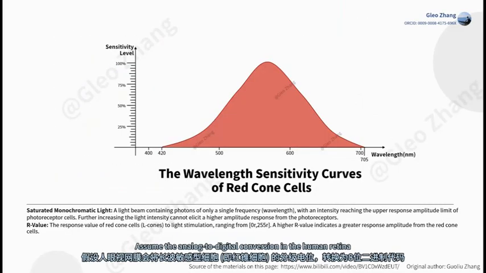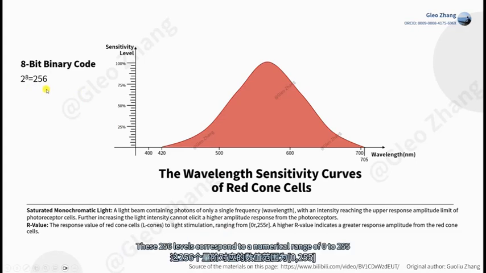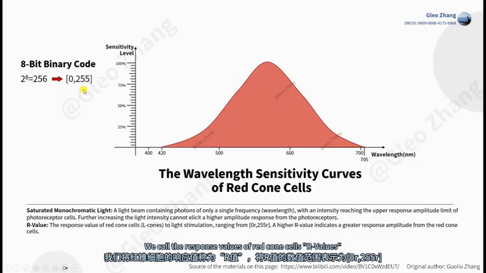Assume the analog to digital conversion in the human retina converts the response potentials of long wavelength sensitive cone cells, which we refer to as red cone cells, into A-bit binary code. This means the human retina divides the response values of red cone cells into 2 to the power of A, which is 256 quantization levels. These 256 levels correspond to a numerical range of 0 to 255. We call the response values of red cone cells R values, and express their numerical range as 0R to 255R.